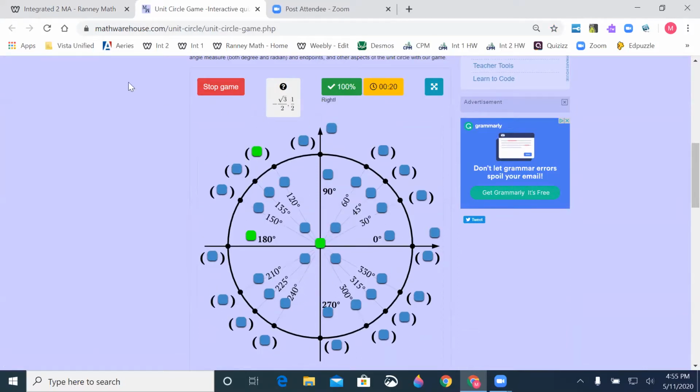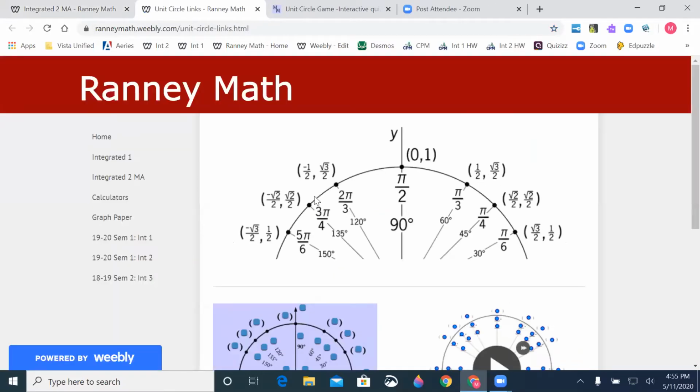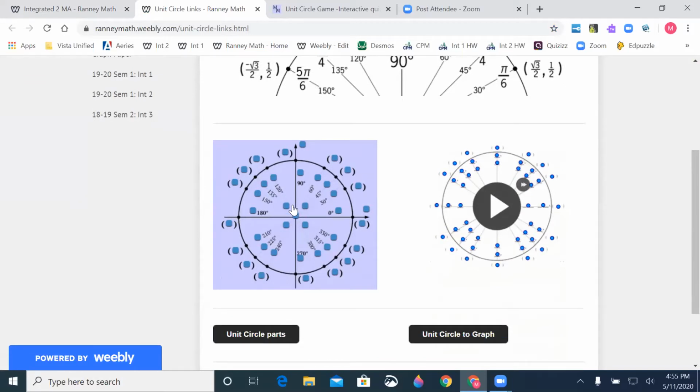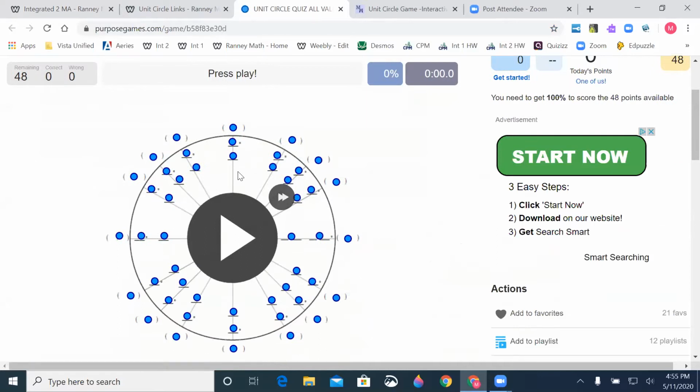I also had shown you guys on my website where it says more unit circles. I have half of the unit circle drawn out. Here is that same one I just showed you, and here's another one. Now, this one here has the degrees already marked. This one here does not, so it's a little extra practice. So you would put your radians here, you would put your degrees here, you would put your coordinates here.